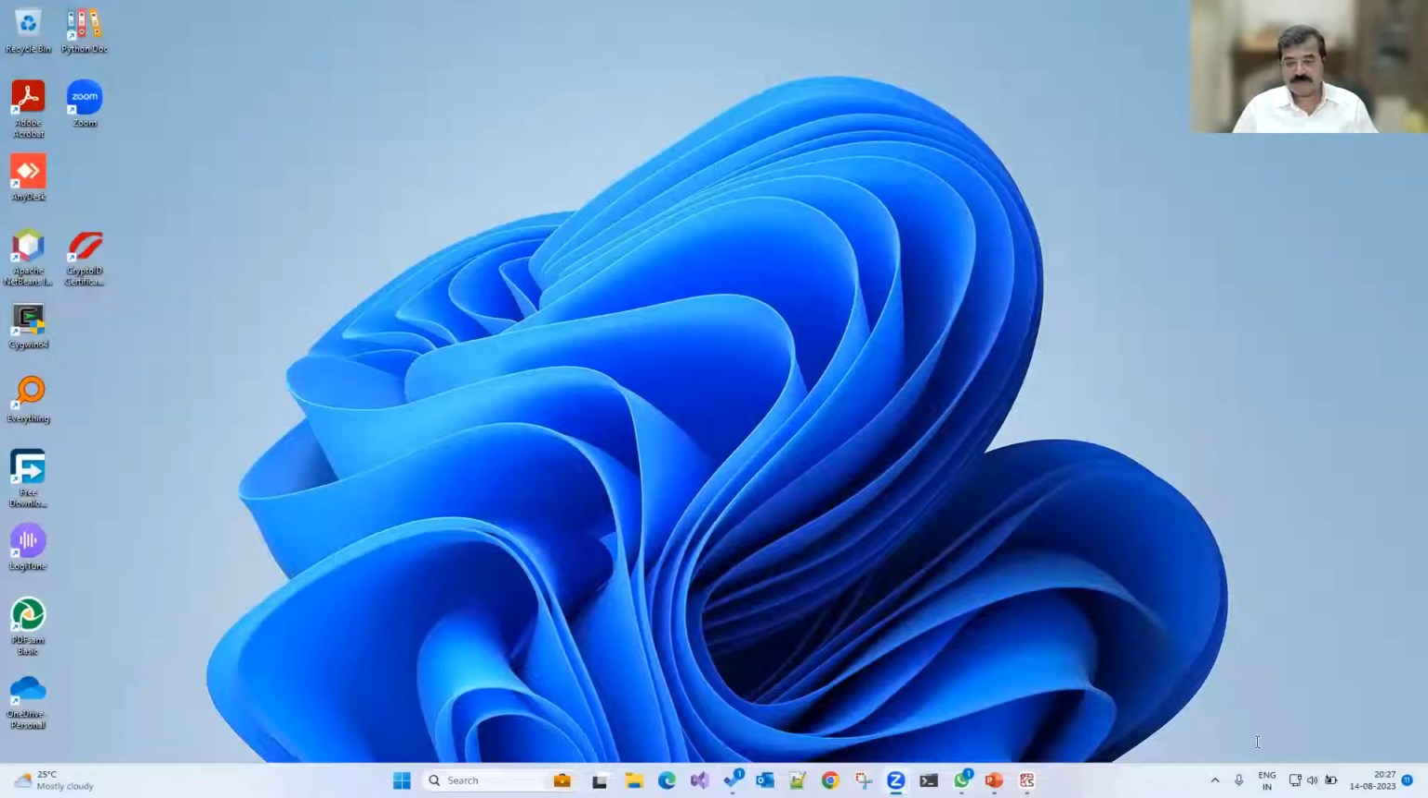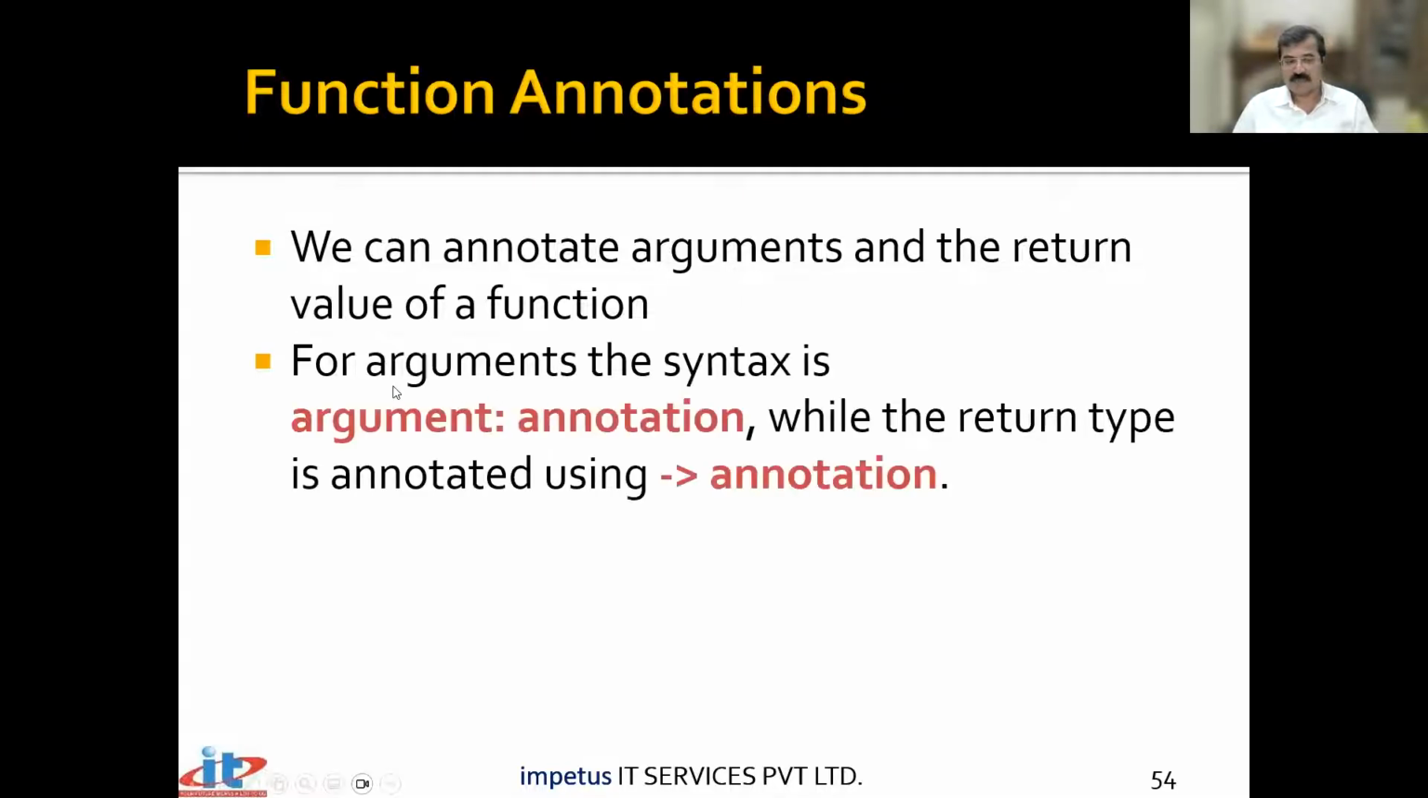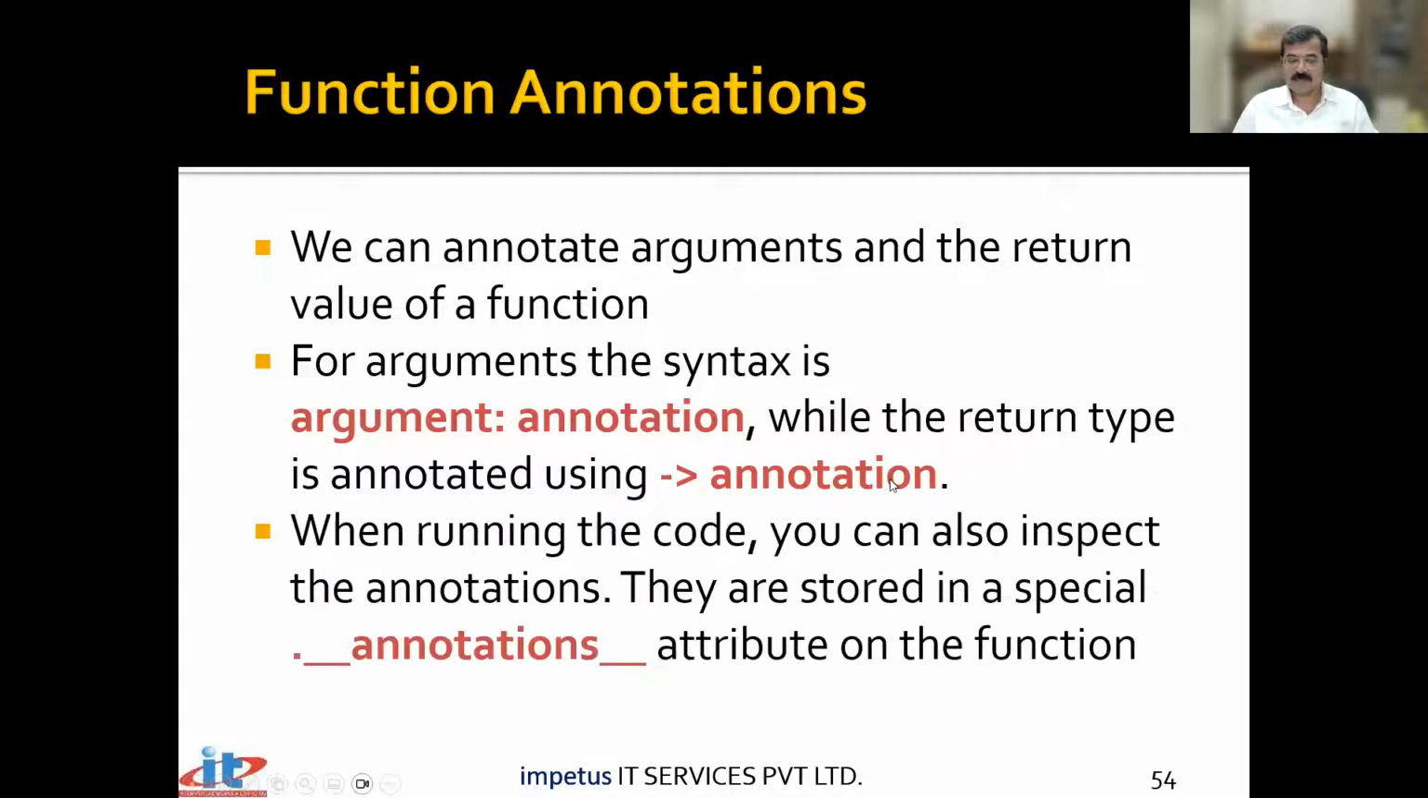So let's have a look at the concept of annotation. We can annotate arguments and return value of a function. So if there is a function, and we have been doing that unknowingly, we have been saying the first parameter should be of this type, second should be of this type, function should return something. Those are nothing but annotations. For arguments, the syntax is argument : annotation. We have been saying the first argument is like count, that's of type integer. And the return type, we have been saying arrow, list, whatever it returns, and so on.